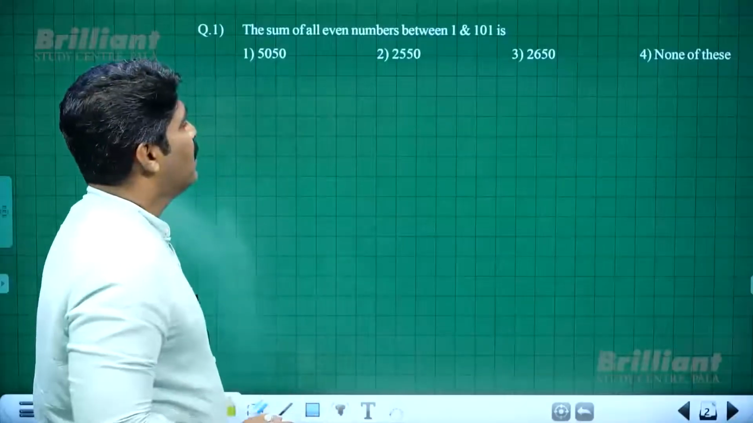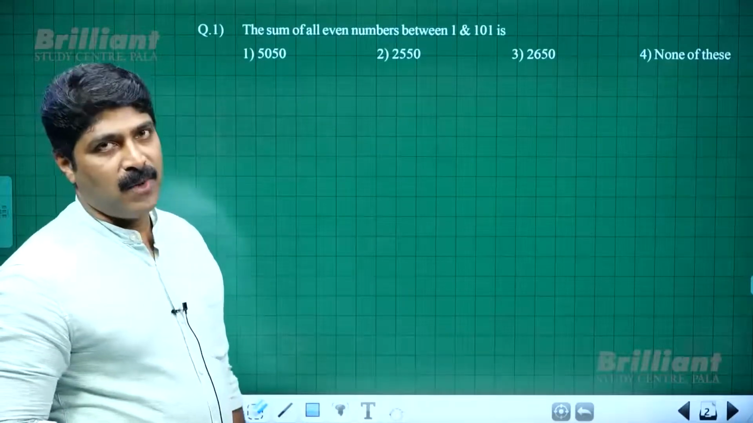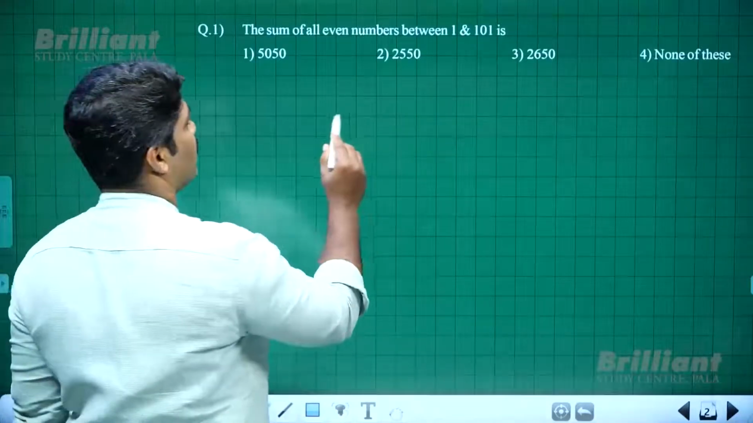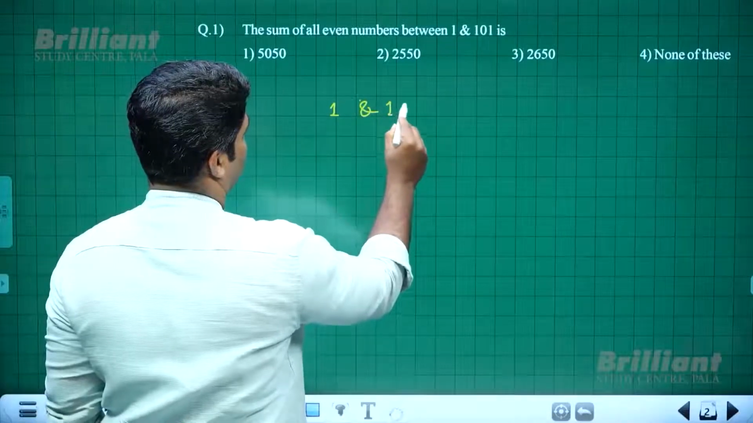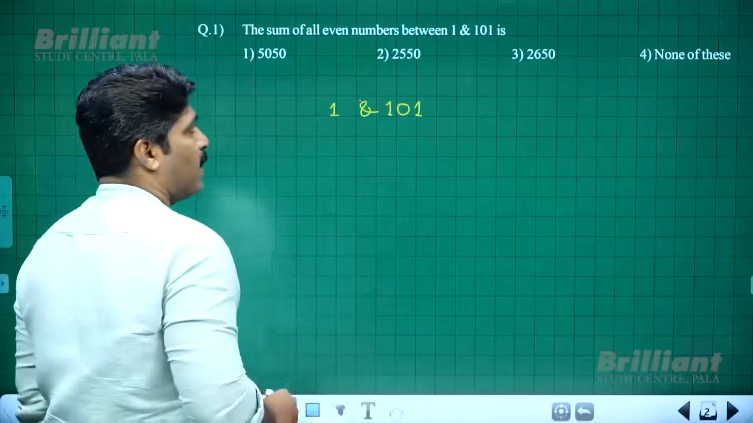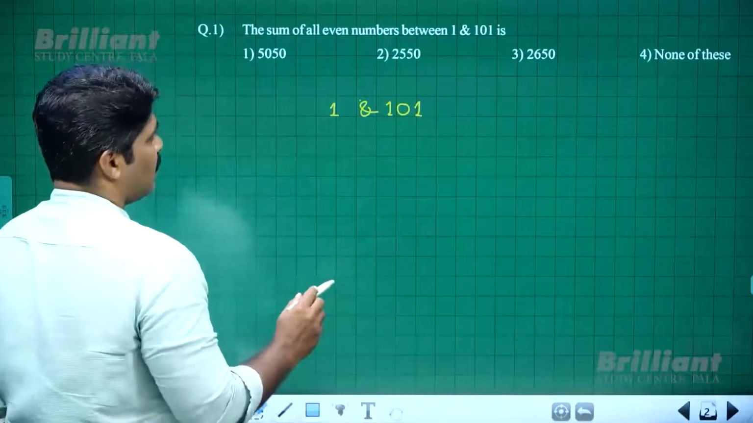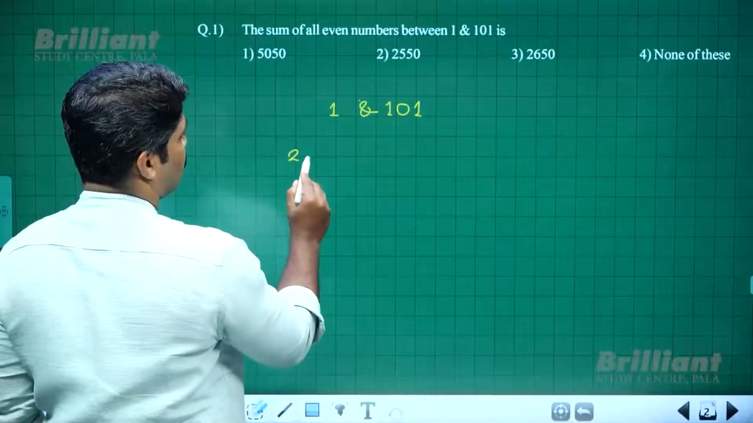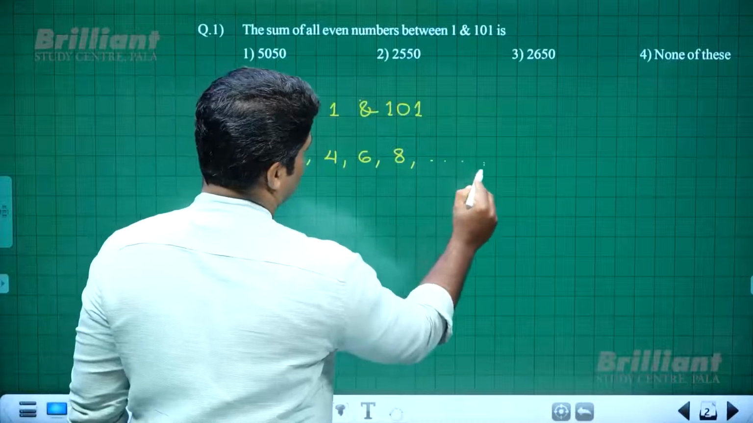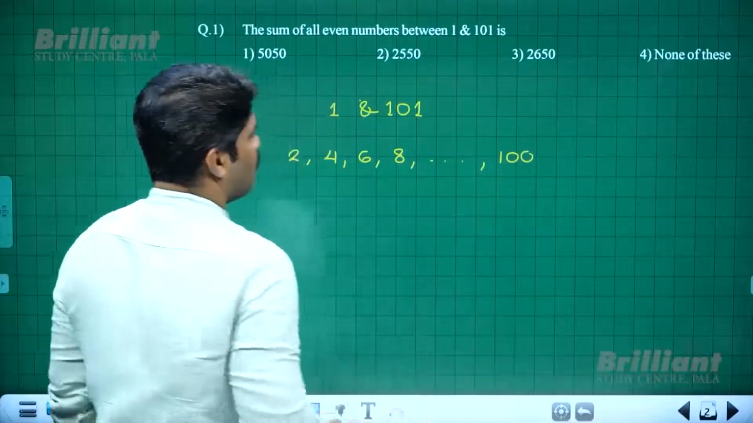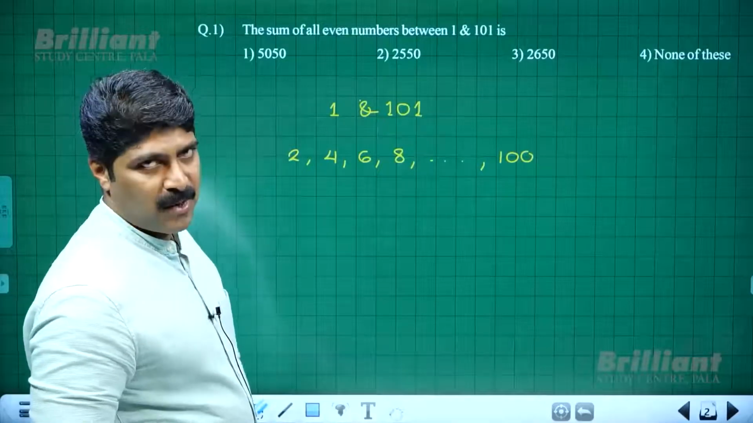The first one, the sum of all even numbers between 1 and 101. If you are considering this range, here we have to consider all the even numbers, that is 2, 4, 6, 8, etc. up to 100. So this is nothing but the sum of the first 50 even natural numbers.